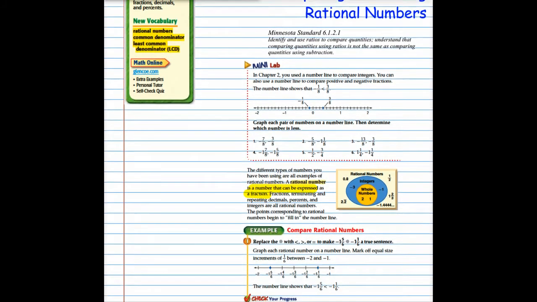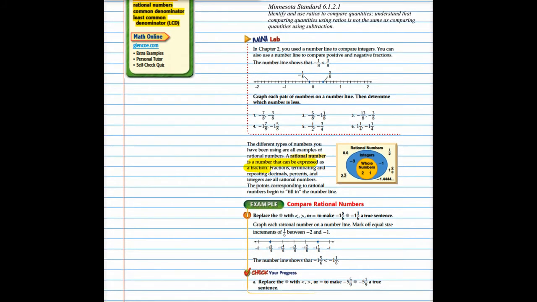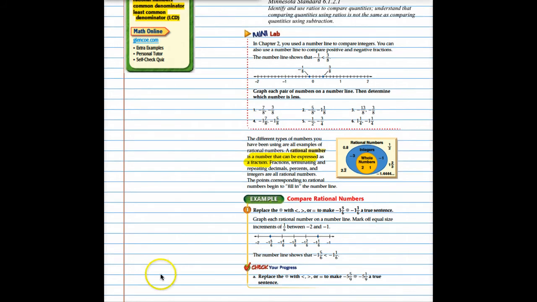Graph each pair of numbers on a number line, then determine which number is less. So we'll do that. Negative 7/8 would be right about here. Negative 3/8, 1, 2, 3, right about here. So to the right on the number line is negative 3/8, which makes negative 3/8 greater than negative 7/8.